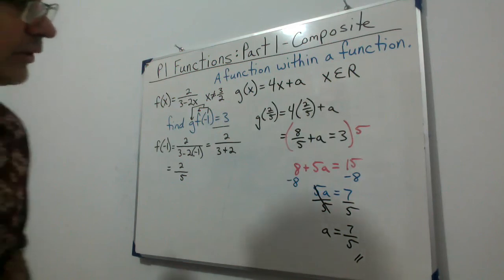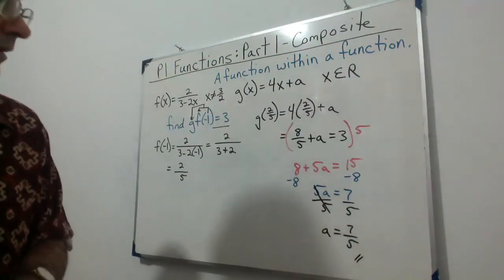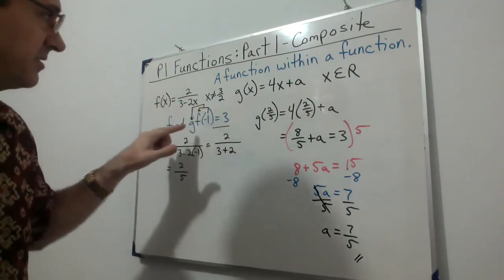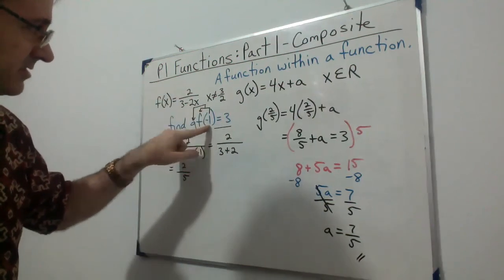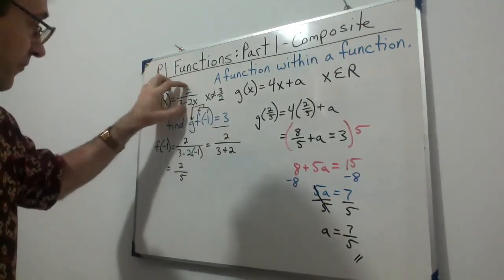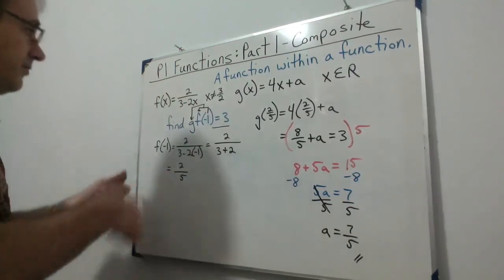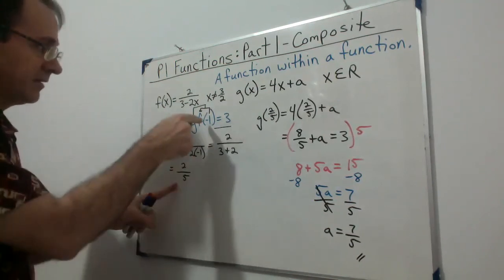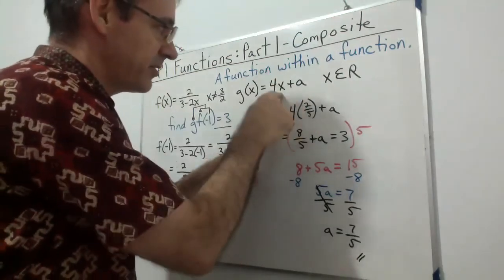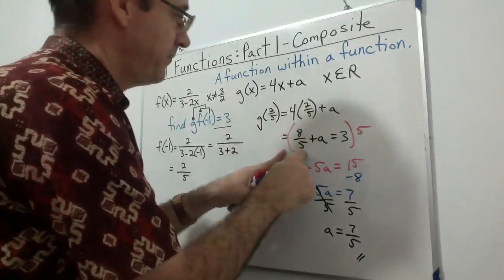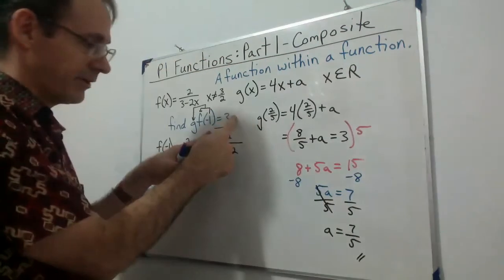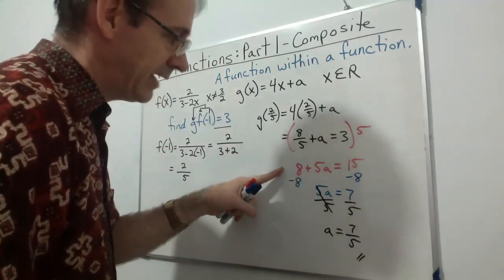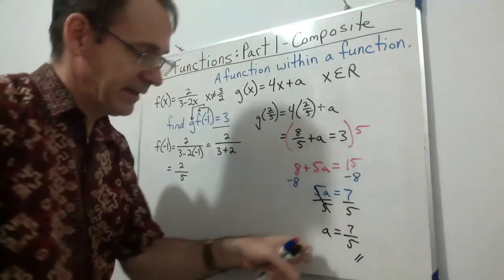Not really an easy way to double check that kind of problem, but just follow the instructions again. g of f of x, x is now a number, plug it into the f function first, simplify that. So, just double checking really quickly, plus 2 gives us 2/5. Then we take that and plug it into the g function. Here's our x becomes 2/5. That's now 8/5. We have our plus a. Now we have our equation equals 3. Get rid of your fraction, multiply everything by 5, and then solve for a, and we get the value of a.